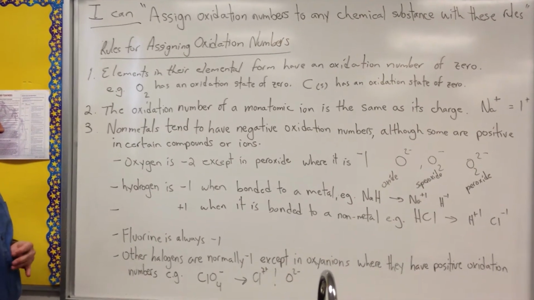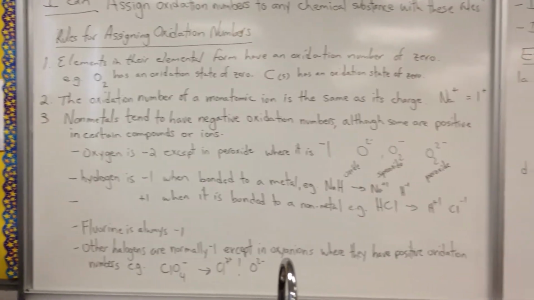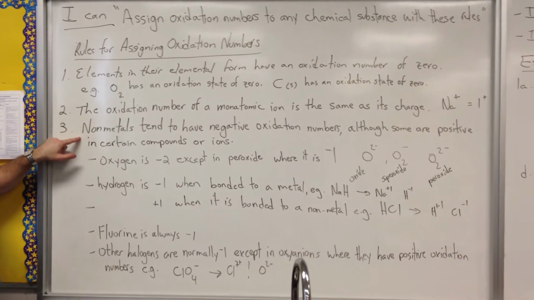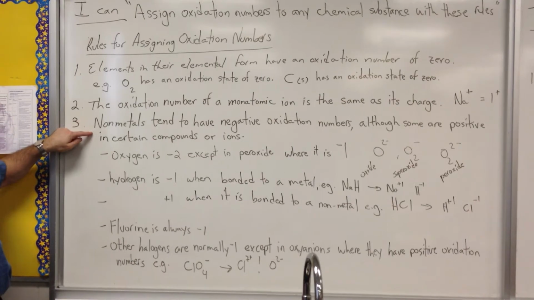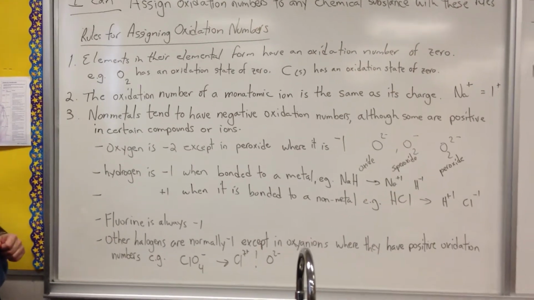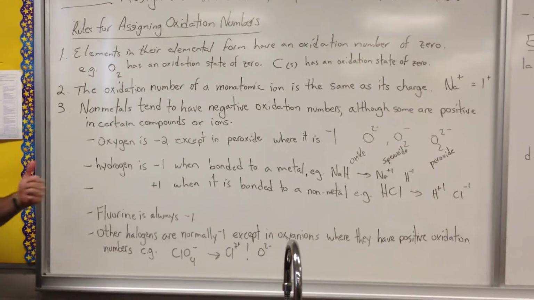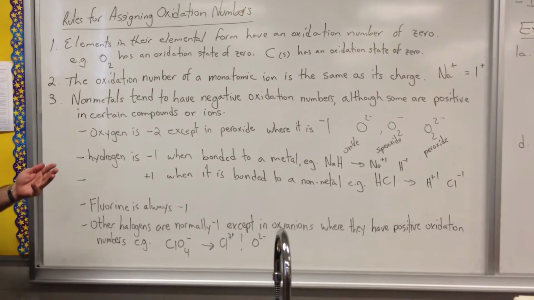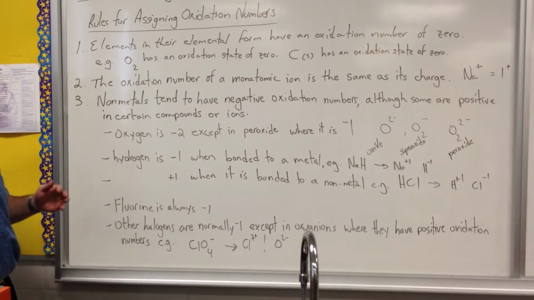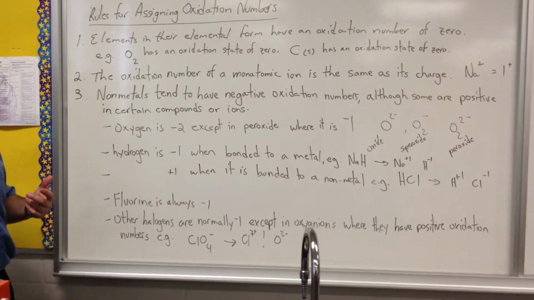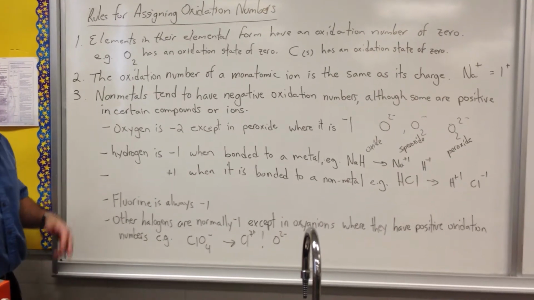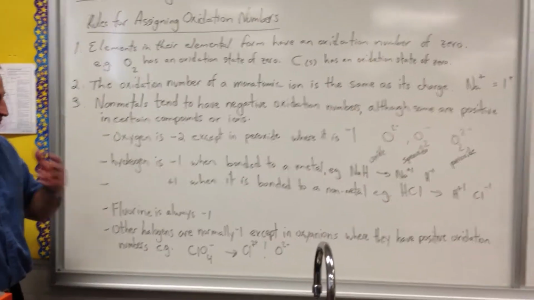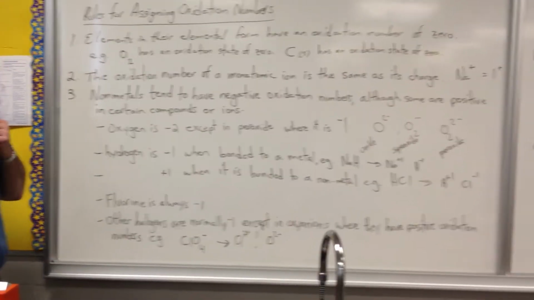Third rule, nonmetals tend to have negative oxidation numbers, although some are positive in certain compounds or ions. Typically, when a nonmetal is coupled to another nonmetal that is more electronegative than itself, then it will have a positive oxidation state. An example is the perchlorate series: perchlorate, chlorate, chlorite, and hypochlorite. You'll see the chlorine atom having a decreasing oxidation state. In perchlorate, chlorine has a +7 oxidation state. In hypochlorite, I think it's +1. We'll see a few examples of that.